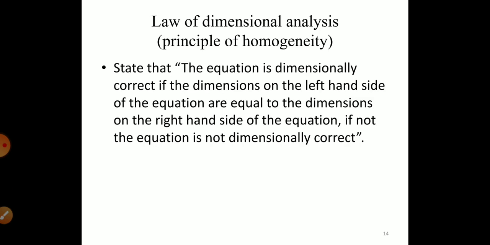The next part is the law of dimensional analysis, that is the principle of homogeneity. It is said that an equation is dimensionally correct if the dimensions on the left hand side of the equation are equal to the dimensions of the right hand side. If not, the equation is not dimensionally correct. Dimensional homogeneity means the dimensions on both sides of the equation are equal.